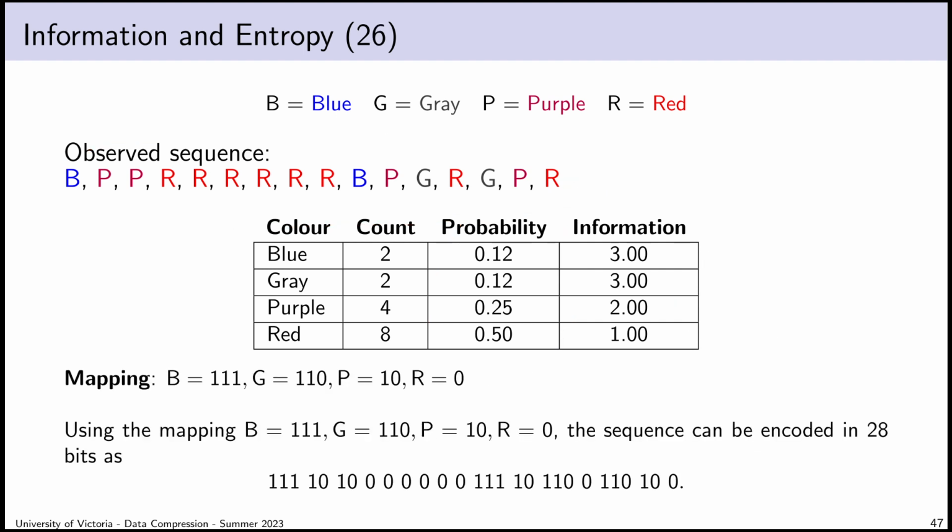Now, there's a separate question of how do I actually come up with such an encoding, but how about this one? Here is a mapping. I have blue be 111, I have gray be 110, purple is going to be 10, and red is going to be 0. If I use this mapping, notice that the length of the encoding always exactly matches the information content.